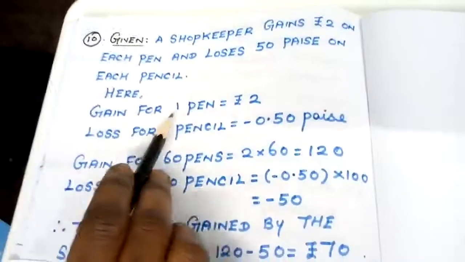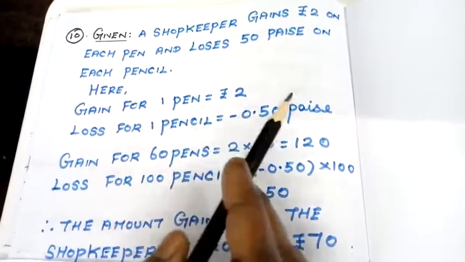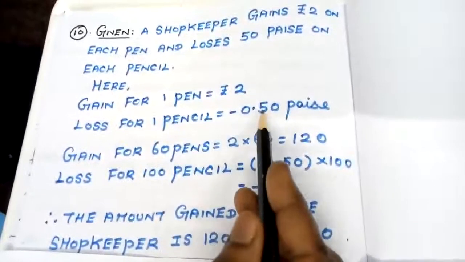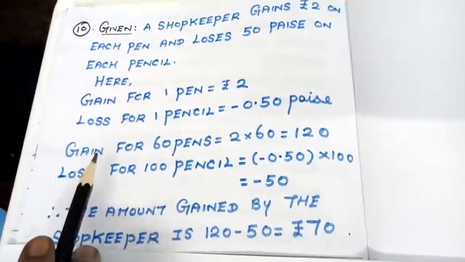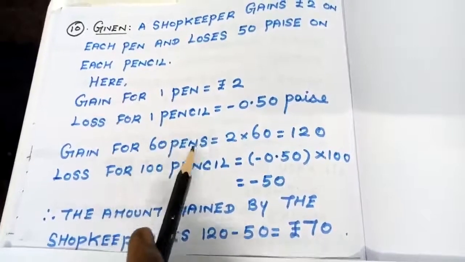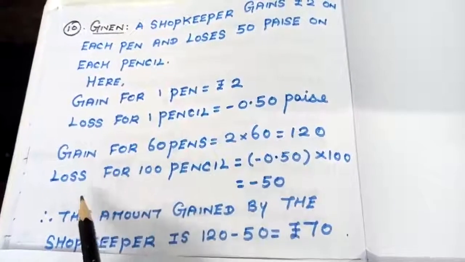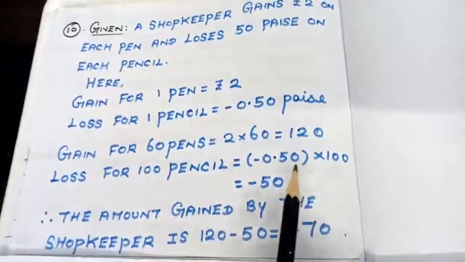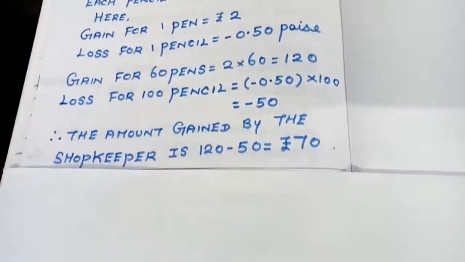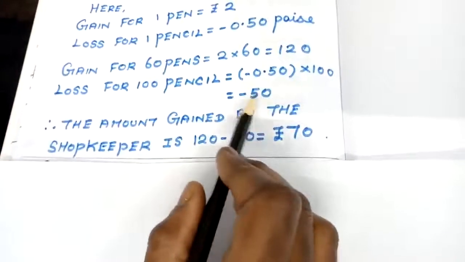Here the gain for one pen is rupees 2 and the loss for one pencil is 50 paise. Loss means it is a negative process, so minus 0.50. So gain for 60 pens means 2 into 60, you will get 120 rupees. And loss for 100 pencils: for one pencil the loss is minus 50 paise, so minus 0.50 into 100 is minus 50 rupees.